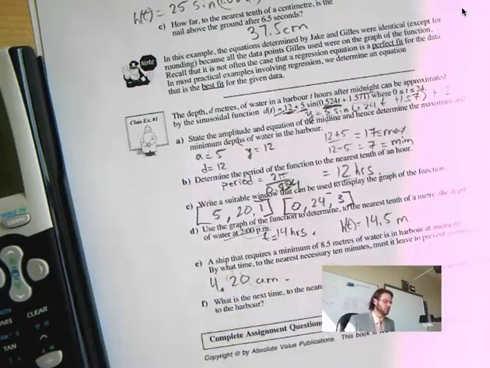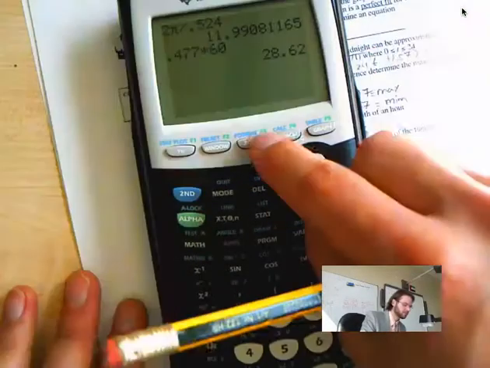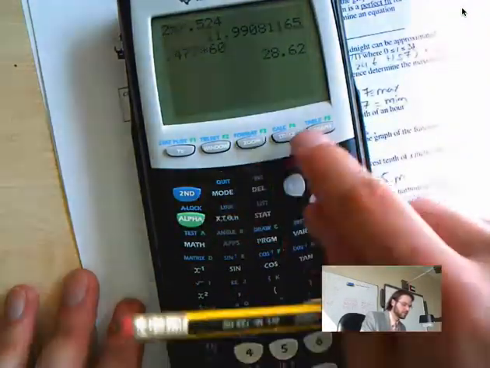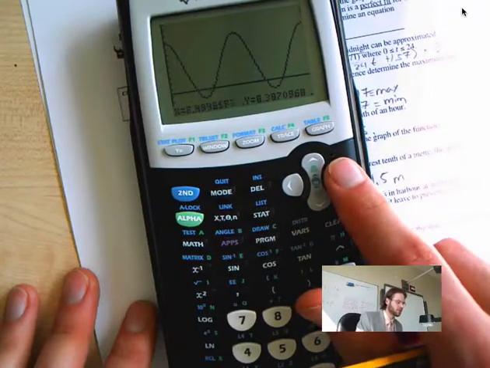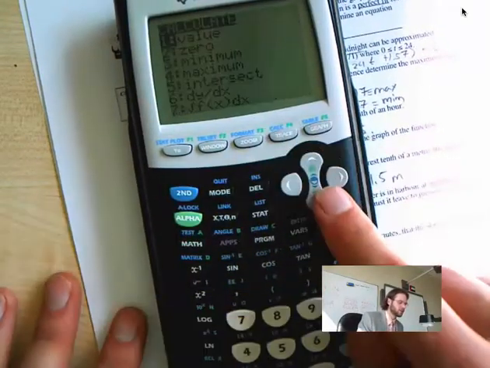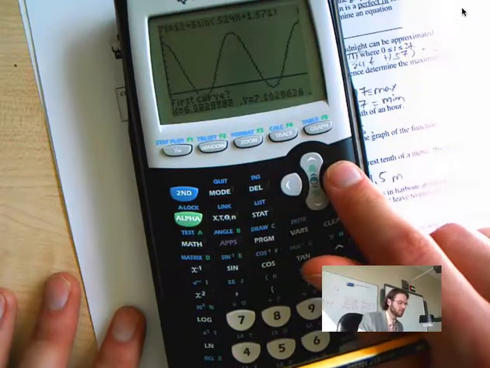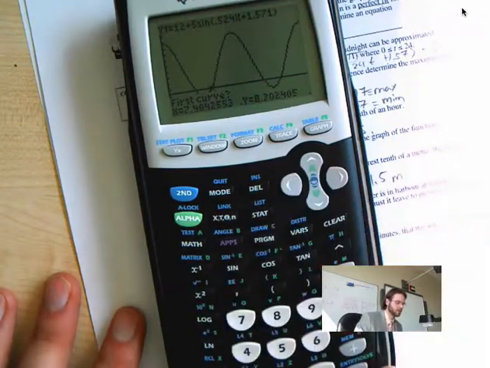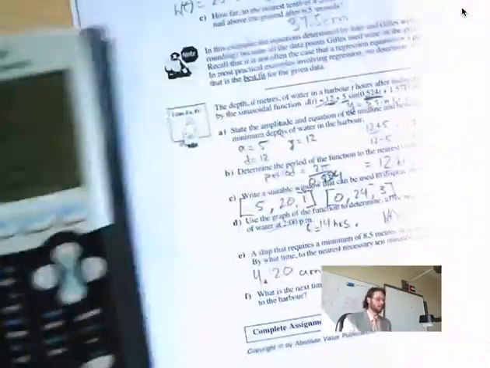That's my answer. So what is the next time to the nearest 10 minutes that the ship can safely return? Oh, so we go back to my graph. When can it return? Well, it can safely return here. So we go second, calculate, I want my intersect. It could return somewhere in here. Enter, enter, enter. Now this one is 7.51.